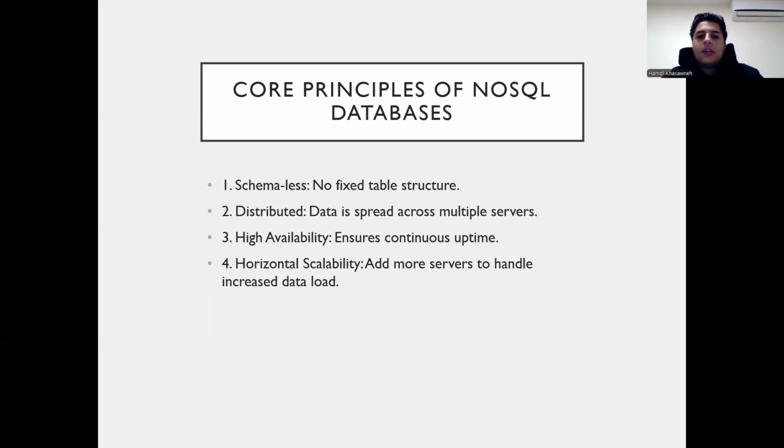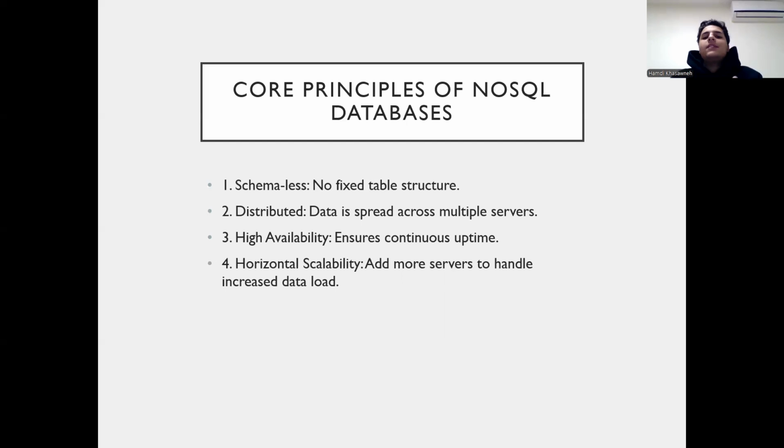Now, here are the core principles of NoSQL databases. They are built on four core principles. First one is schemaless. There's no fixed table structure. You can store different types of data without defining a schema beforehand. Secondly, distributed. Data is spread across multiple servers, ensuring high availability. Thirdly, high availability. These databases are designed to remain operational even if some servers fail. And the last core principle is horizontal scalability. You can add more servers to handle increased data instead of upgrading your existing hardware.